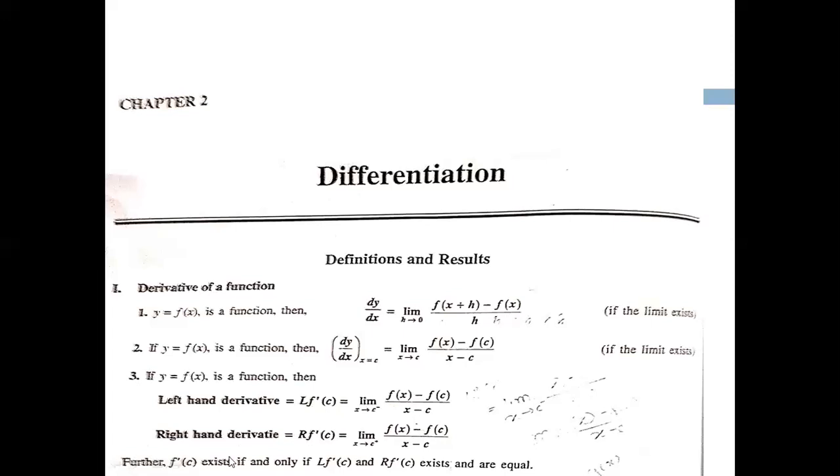Further, f dash c exists if and only if the left hand derivative and right hand derivative exist, and both results should be equal. Then we say that f dash c exists.